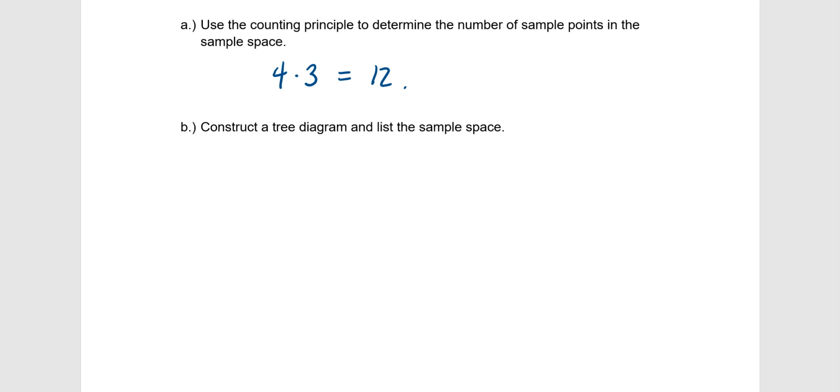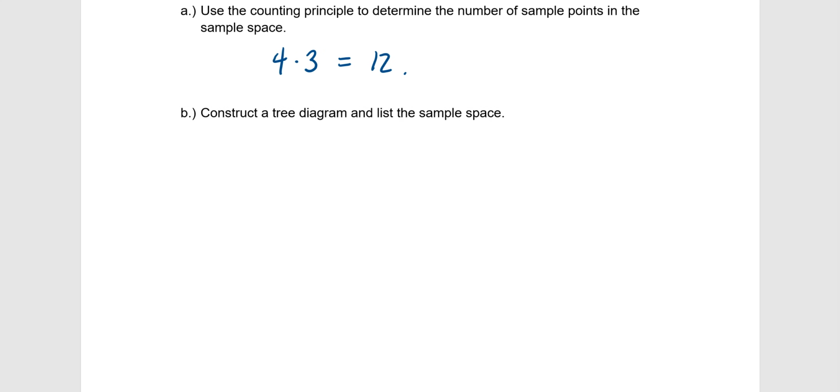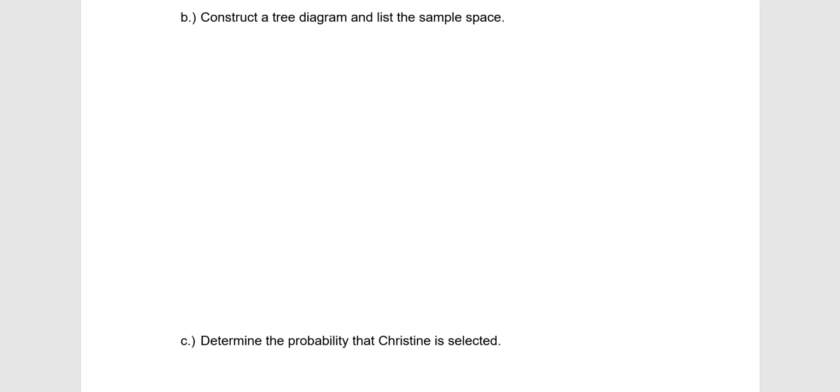Now let's go ahead and construct a tree diagram, and we're going to list the sample space out. For the first column, we're going to have the first selection, the first name drawn. So we have 4 options. We either have Christine, Mike, Larry, or Phyllis. I'm just going to abbreviate: C, M, L, or P.